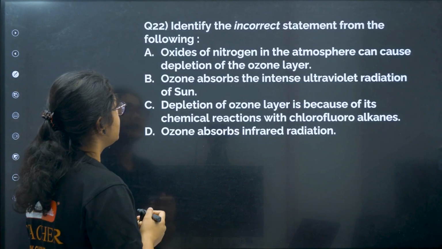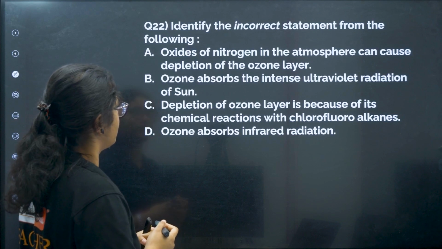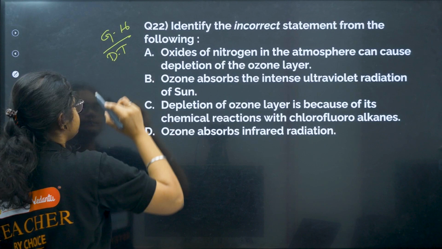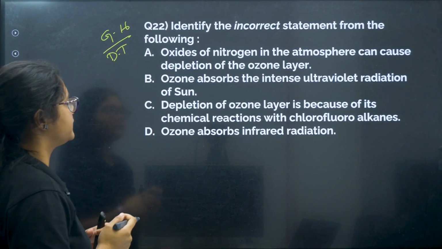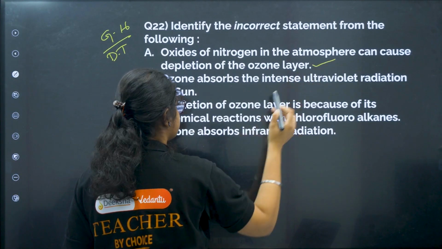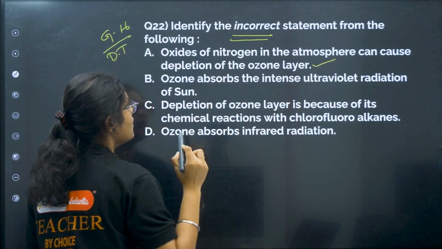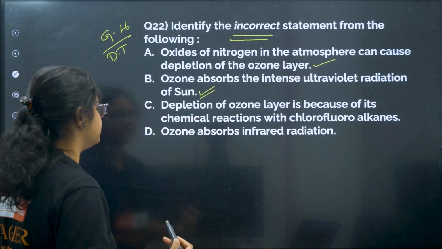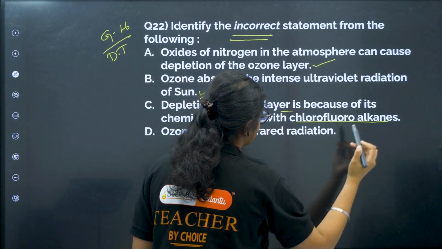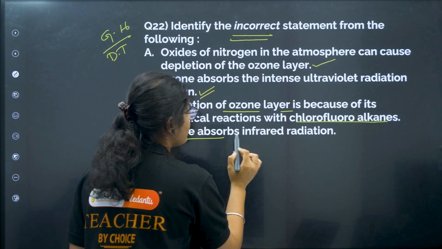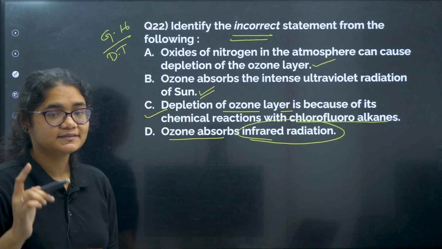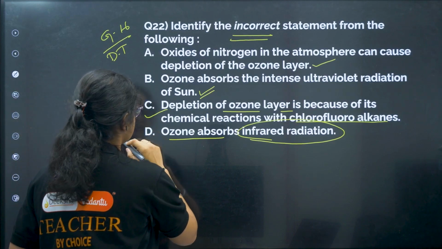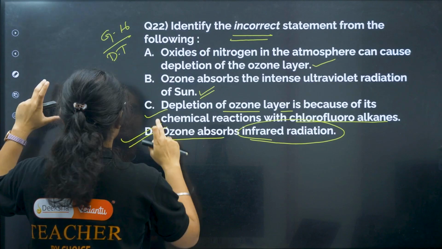Now coming to question number 22. Identify the incorrect statement from the following. This is about group 16, again a deleted topic. Oxides of nitrogen in the atmosphere can cause depletion of the ozone layer, yes, correct statement. You need to find the incorrect statement. Ozone absorbs the intense ultraviolet radiation, this I think everyone knows, general science. Depletion of the ozone layer is due to chlorofluoroalkanes, this is also a correct statement. Ozone absorbs infrared radiation, this is incorrect because we know ozone absorbs UV radiation. So the correct answer for this question is option D, as we need to find the incorrect statement.